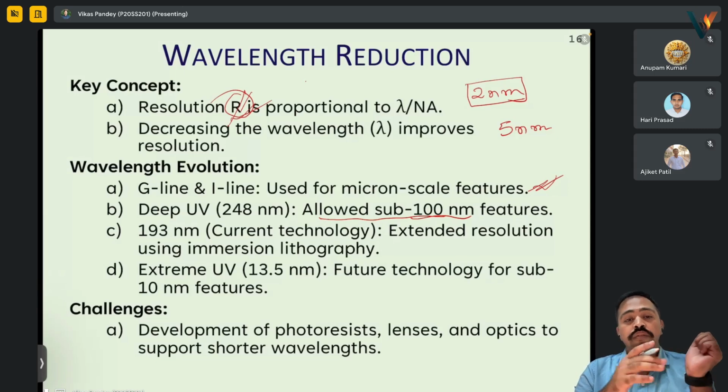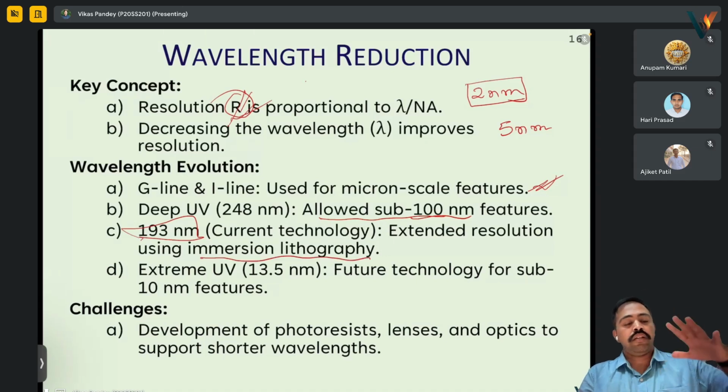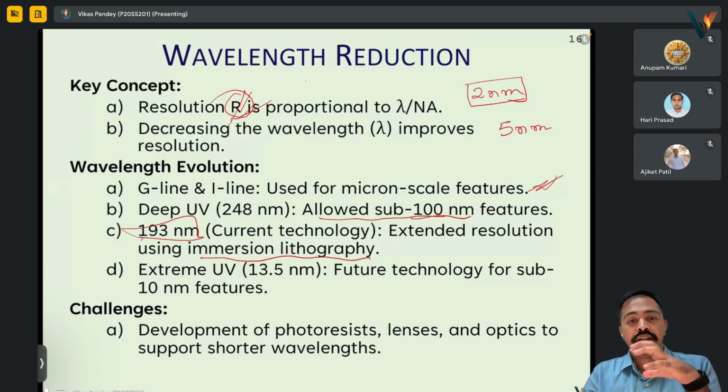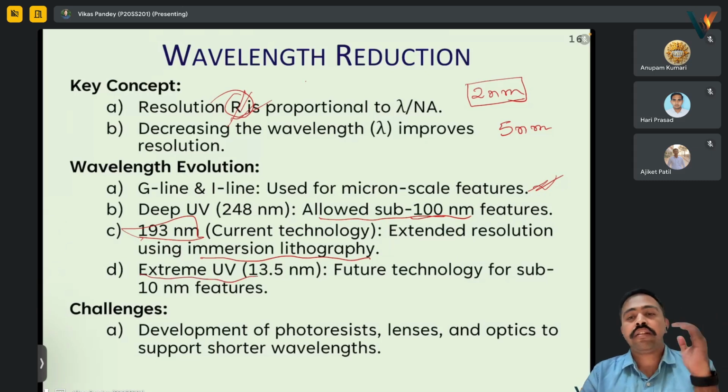Along with 193 nanometer, immersion lithography is used, in which the whole system is immersed in some liquid, and that actually improves the resolution. Now, extreme UV is being tried, which is 13.5 nanometer wavelength, and this is the future for sub 10 nanometer features.